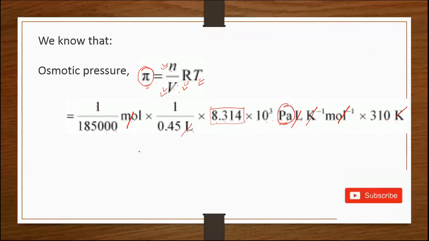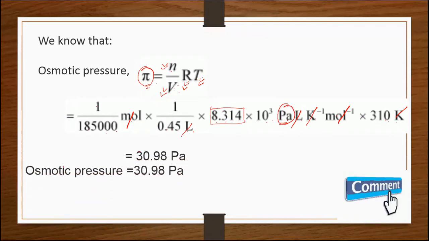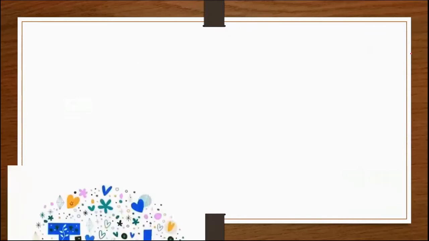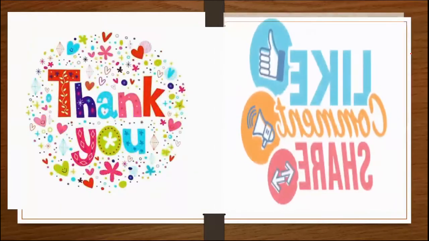When we solve it, the value comes to be 30.98 Pascal. So 30.98 is the osmotic pressure. That is our answer. Okay. I hope you are able to understand this question.